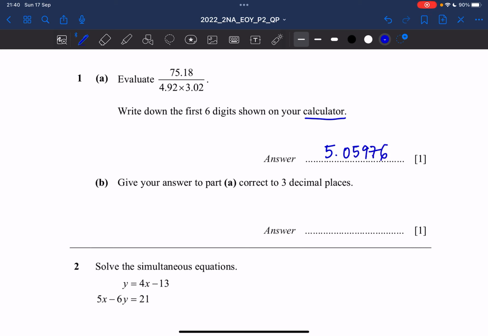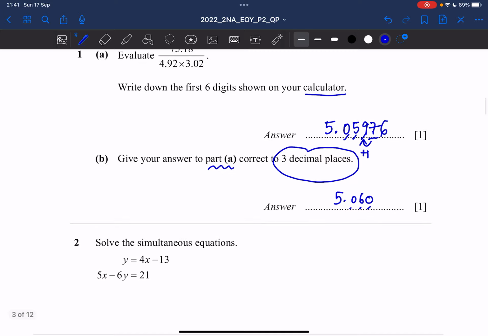5.05976. So for part B, they ask you to give your answer for part A correct to three decimal places. So 3 decimal places means after the dot, we must have 3 numbers, 1, 2, 3. You notice that 7 is a big number, it's bigger than 5. So the earlier number must plus 1. So our final answer is 5.060. Okay, so after the dot, there are 3 numbers.